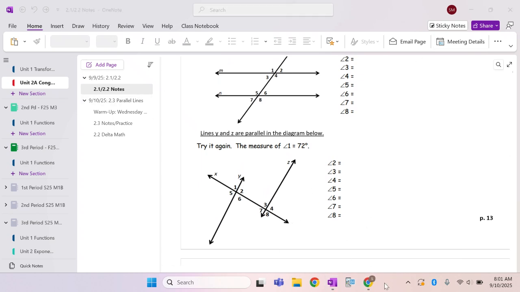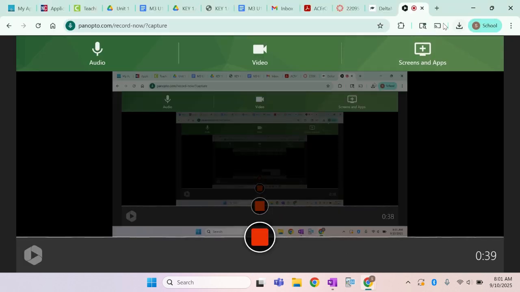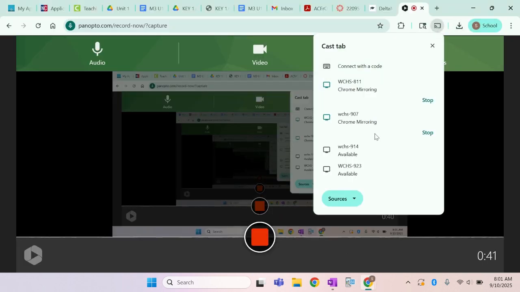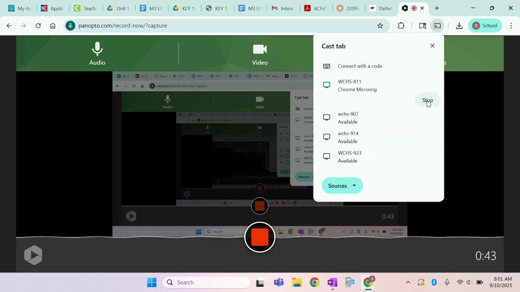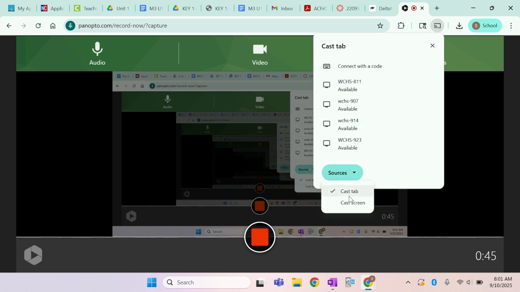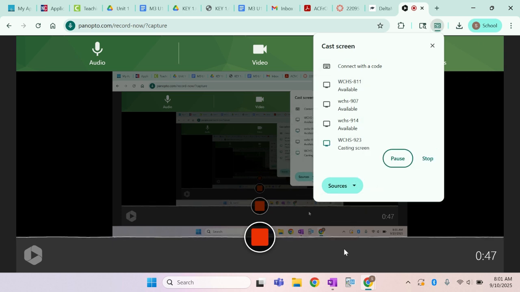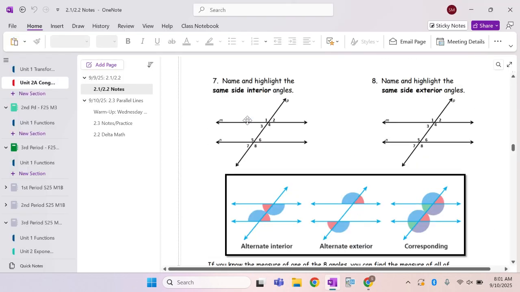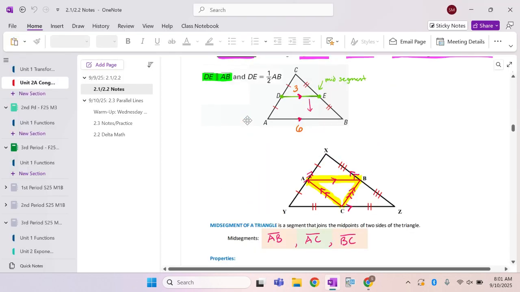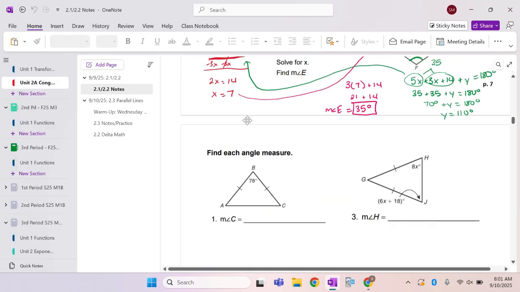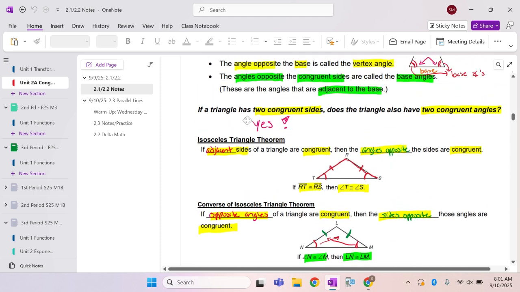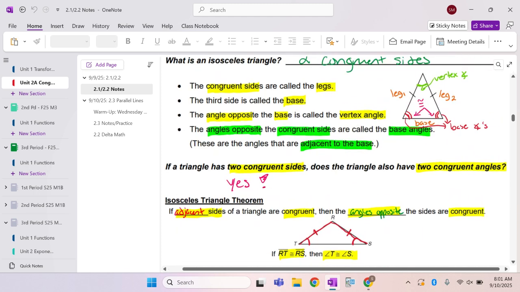So if we look at the isosceles triangle theorem specifically, so right here, all right.